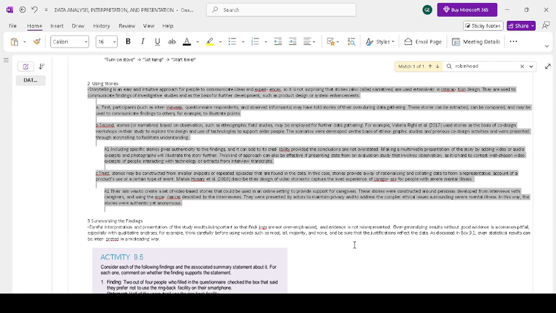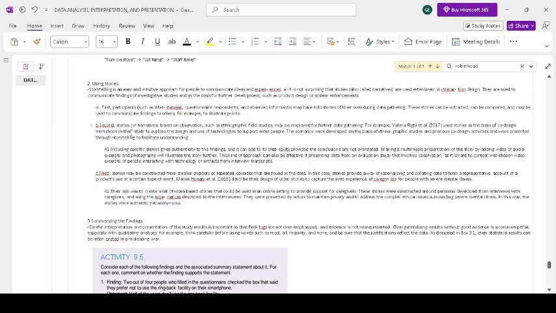First, participants such as interviewees, questionnaire respondents, and observed participants may have told stories of their own during data gathering. These stories can be extracted, can be compared, and may be used to communicate findings to others, for example, to illustrate points. So, in the subset of your data that you collected, maybe there's some story there that you could provide so that they can understand that specific point you're trying to achieve.